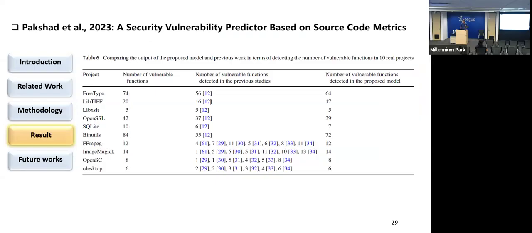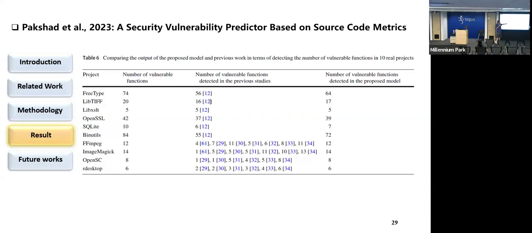The result here shows, for the more than 10 real-world open projects, the number of vulnerable functions in the ground truth we had. For example, for FreeType, libtiff, OpenSSL 42, SQLite 10, Binutils 84, OpenSource 8, our desktop 6. Okay, I gathered this information.